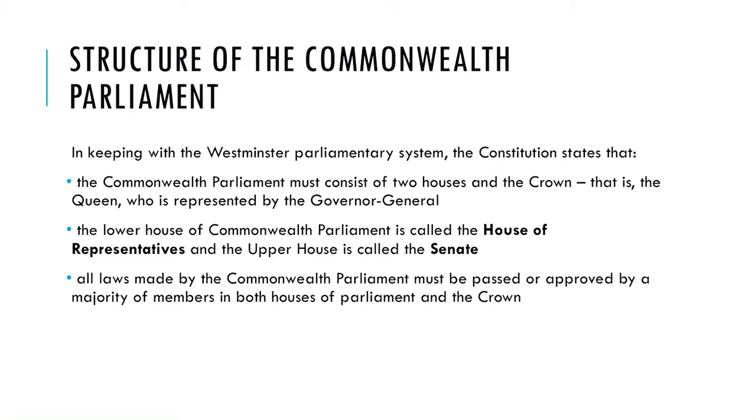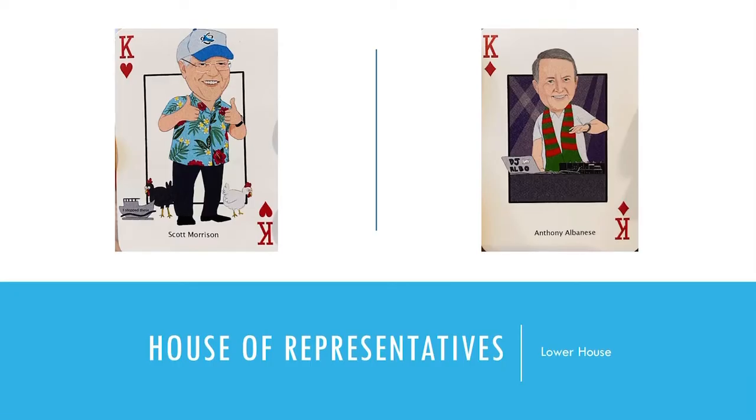In keeping with the Westminster parliamentary system, the Constitution states that the Commonwealth Parliament must consist of 2 houses and the Crown, who is the Queen, represented by the Governor-General. The lower house of Commonwealth Parliament is called the House of Representatives, and the upper house is called the Senate. All laws made by the Parliament must be passed or approved by a majority of members in both houses of Parliament, and then also by the Crown, which really is just a formality. It's highly likely that if a bill passes through both houses of Parliament, then the Crown is going to give its approval regardless. So we'll take a look at the House of Representatives first.